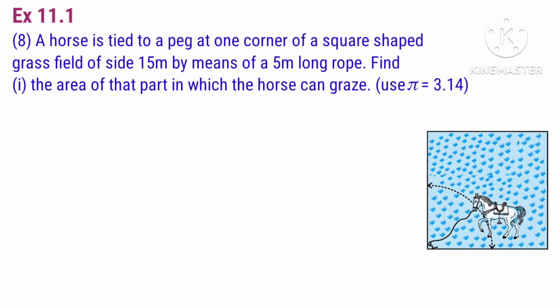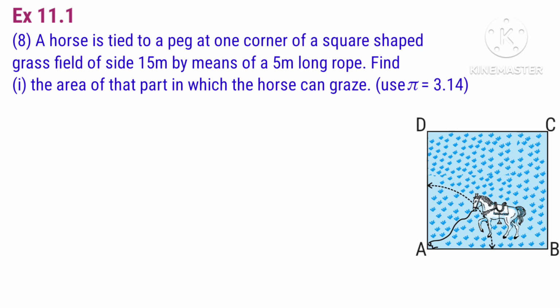The horse is tied to a peg at one corner of a square shaped grass field of side 15 meter by means of a 5 meter long rope. Find the area of that part in which horse can graze. So we have to use pi as 3.14. They have given a diagram for this question.